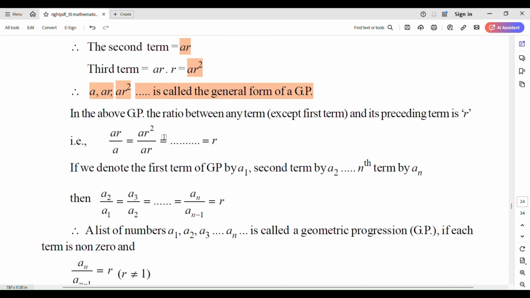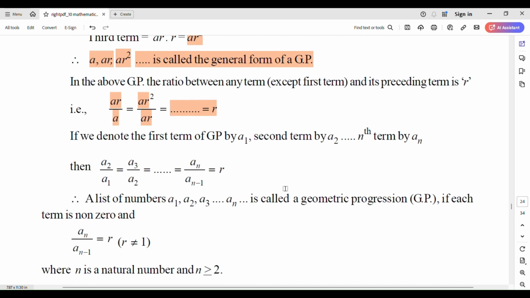Just like arithmetic progression, here also if you divide any consecutive terms, you will get the common ratio. ar by a, or ar square by ar, which is equal to r. The successive term divided by the preceding term is equal to r, basically tn by tn minus 1 equal to r, or an by an minus 1 equal to r for all values of n.